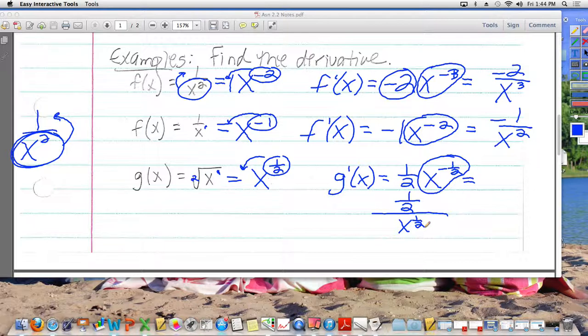That's still strange though. What is the 1/2 power? What does that mean? It means the square root. So this really is 1/2 divided by the square root of x. But that's still weird because we have a fraction divided by the square root. It's square root of x.